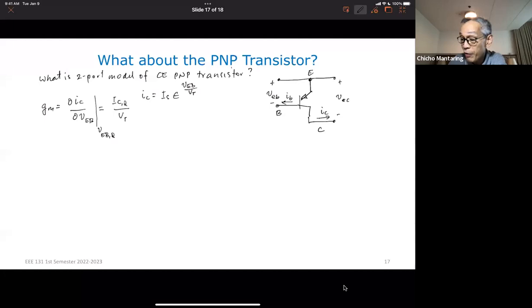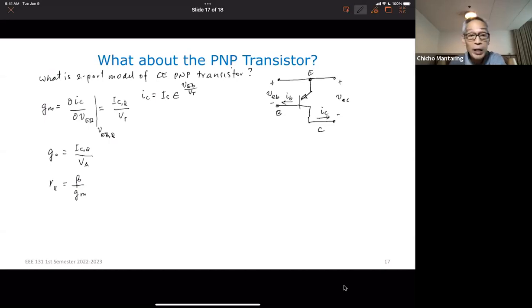Same thing with g_o. If I compute for g_o, this is my output conductance, I'm going to get the same thing. I'm going to get I_CQ over V_A. So g_o is the partial of I_C with respect to V_CE. So pag kinuha mo yung g_o, now you have to consider early effect, kasi nandun na yung V_CE. And I'm going to get the same formula as my NPN. And even r_pi, I'm going to get the same formula. This is beta over g_m.